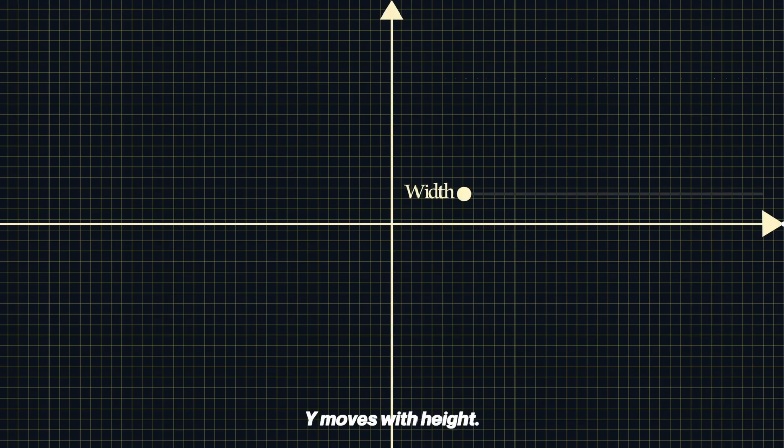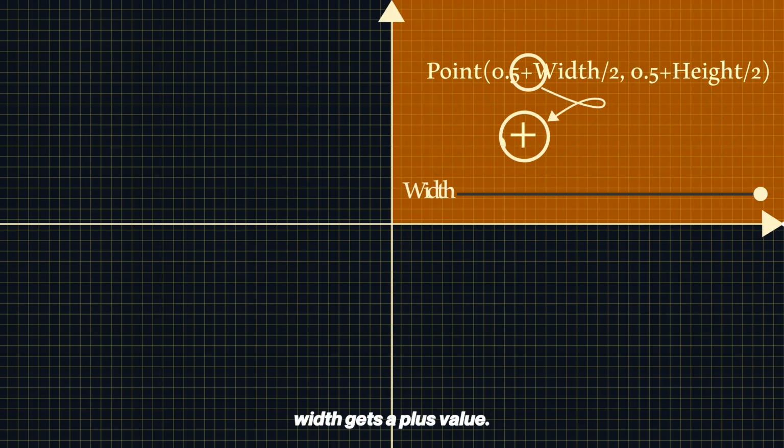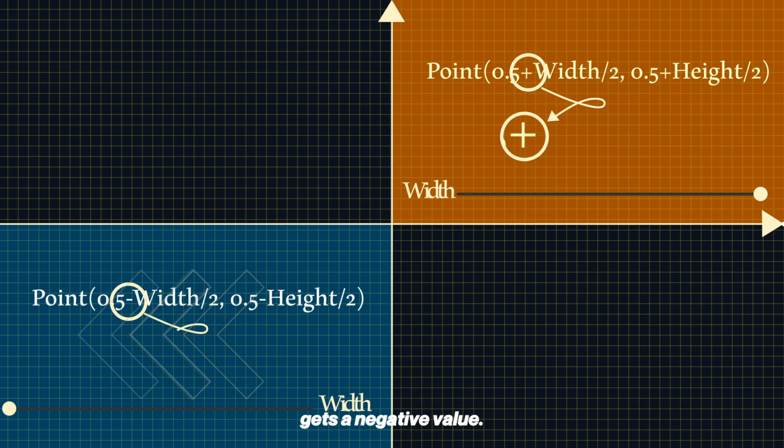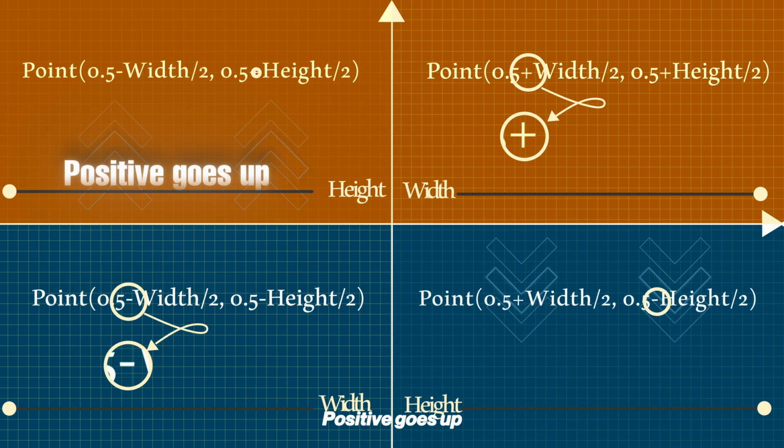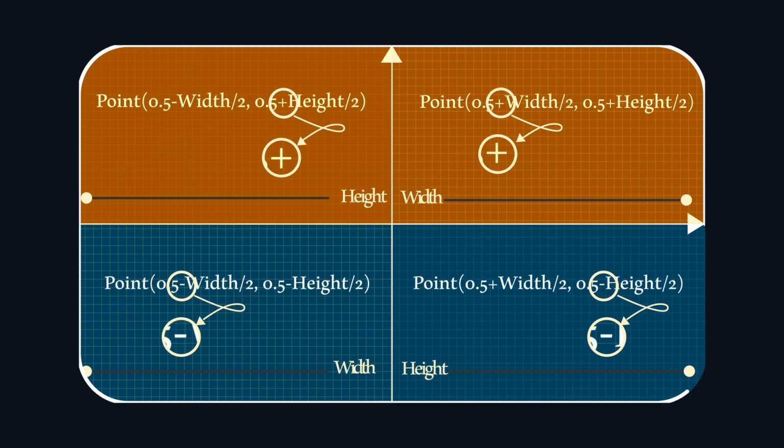The expression has two parts. X moves with width, Y moves with height. If you want it to grow right, width gets a plus value. If you want it to grow left, width gets a negative value. Same logic for height. Positive goes down, negative goes up.